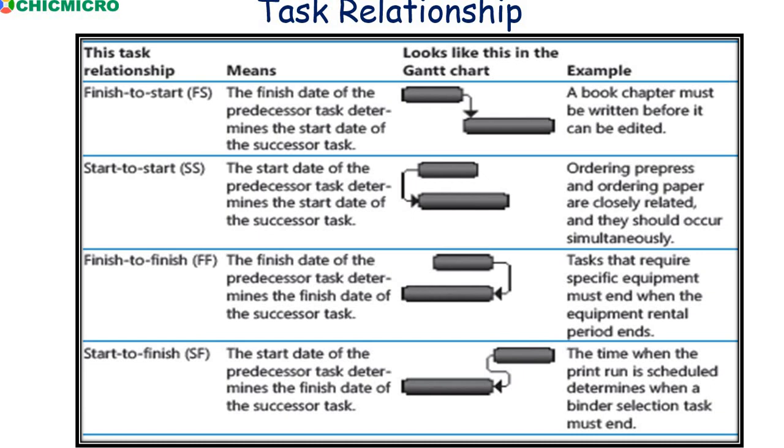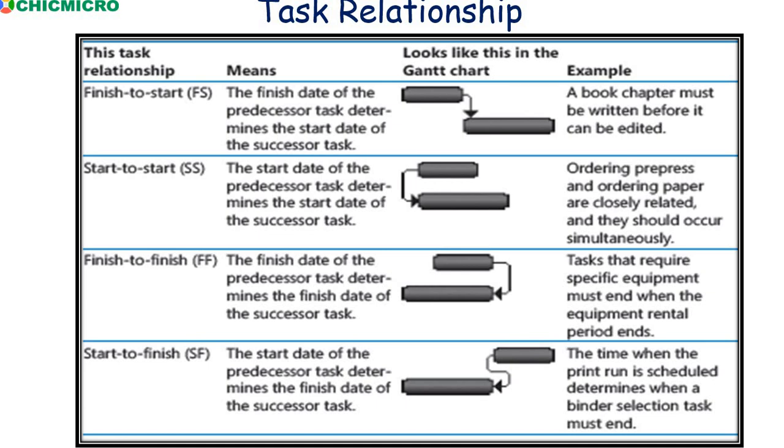For example, ordering prepress and ordering paper are closely related and they could or should start at the same time. They could be done at the same time. Meaning that I can order a prepress and I can be buying paper for the printing at the same time. Another example is I can create page 1, I can be creating page 2. Maybe the tasks to create page 1 or the about page and the contact page are done by different programmers. So we can start at the same time.